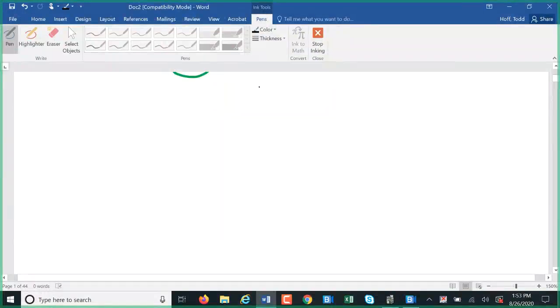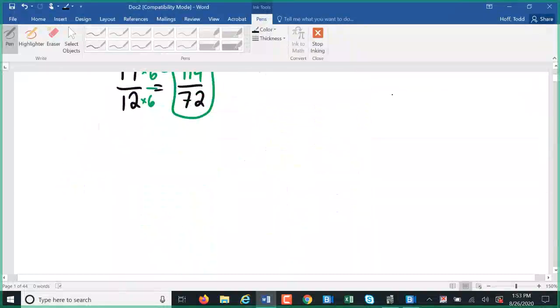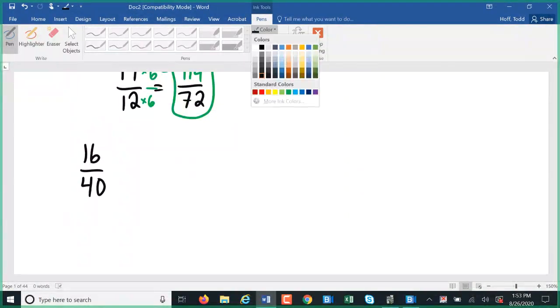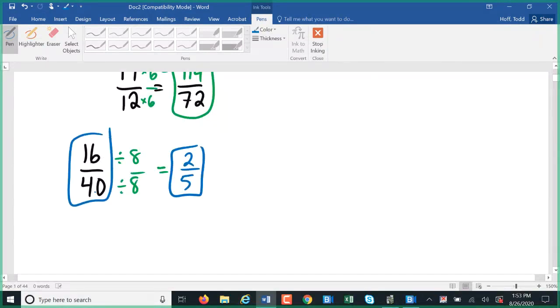The next step is going in the other direction. We had 2/5, and we turned it into 16/40. Well, if I have 16/40 and I want to turn it back into 2/5, rather than multiplying both numerator and denominator by 8, I could divide. I can reverse what I did. 16 divided by 8 is 2. 40 divided by 8 is 5. And we've already said that 2/5 and 16/40 represent exactly the same value.